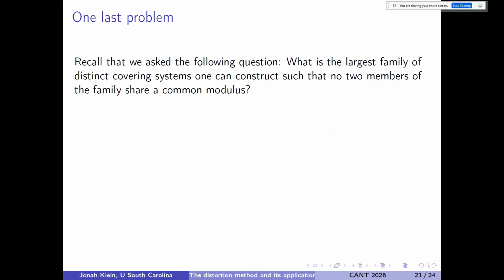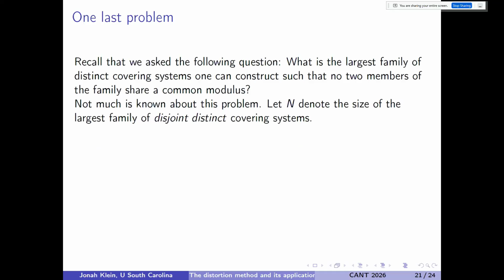Okay, we had one last problem that we talked about. Recall that we asked, what is the largest family of distinct covering systems we can construct such that no two members of the family share a common modulus? In my abstract, I called those disjoint distinct covering systems, which is what I'm going to call them now. So let n denote the size of the largest family of disjoint distinct covering systems.